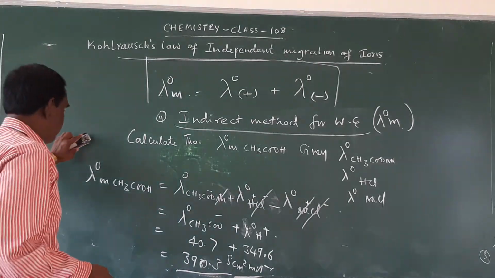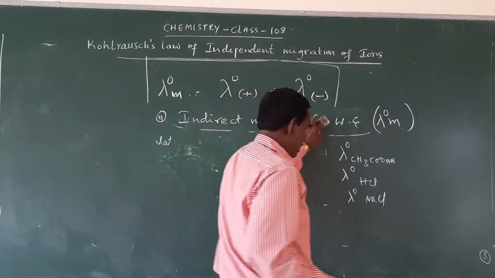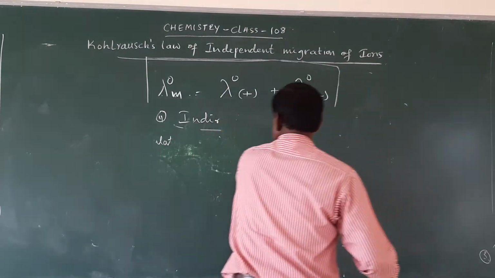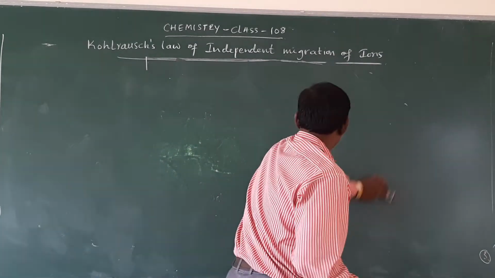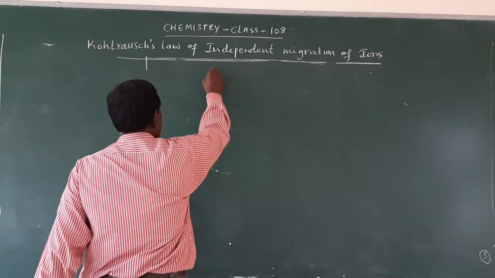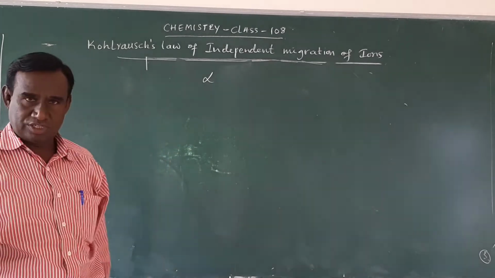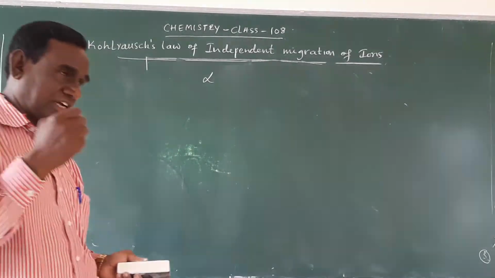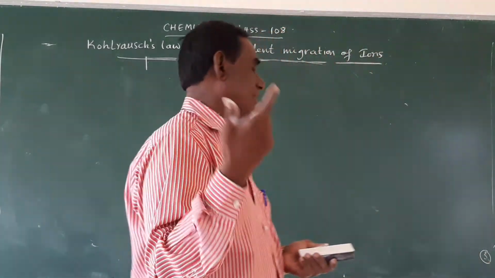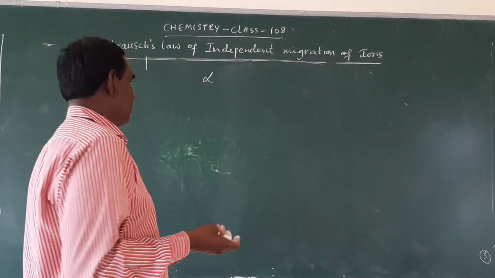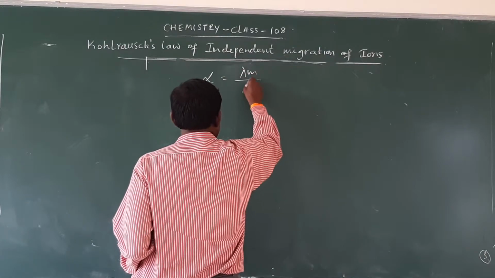Third application. What is the third application? By using the Kohlrausch law, it is possible to calculate the degree of dissociation. What is degree of dissociation? Degree of dissociation is alpha. It is the fraction of the total amount of the electrolyte that dissociates at equilibrium at a given temperature. So alpha is equal to lambda m divided by lambda naught m.